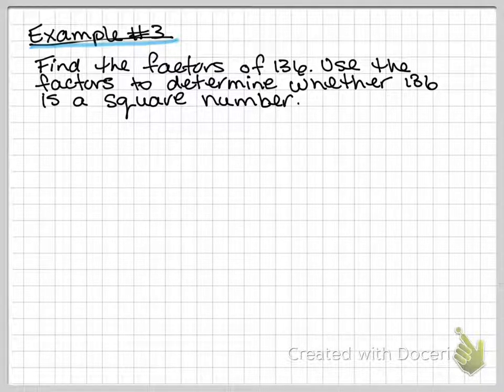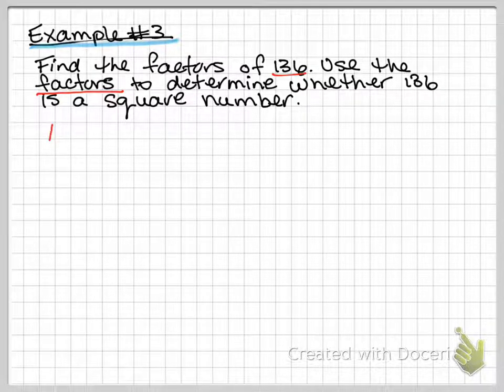So the last thing we're going to do is use one of the tricks I told you earlier to determine whether a number is a square or not. So if we think about the number 136, the question asks us to use factors to determine whether 136 is a square number. So what we need to do is list the factors of 136.